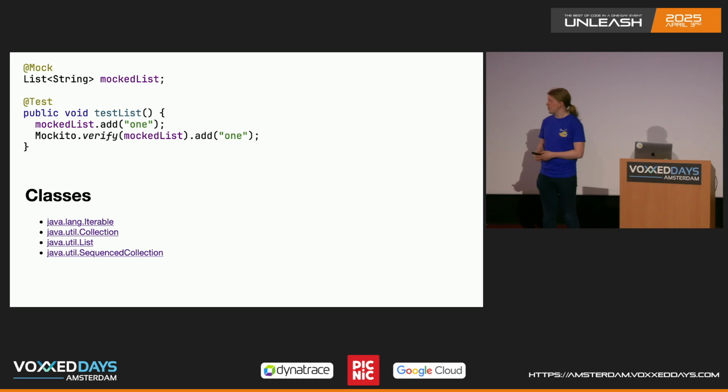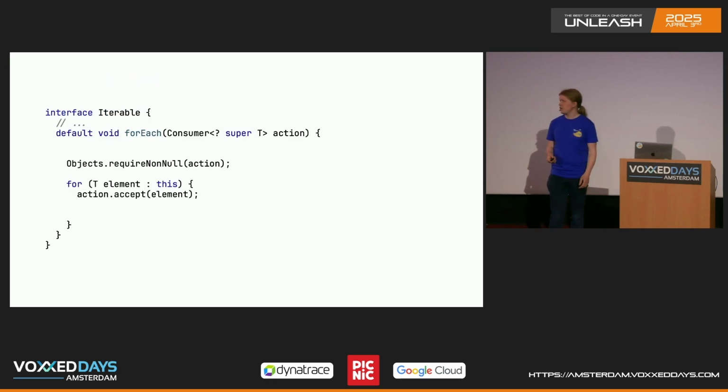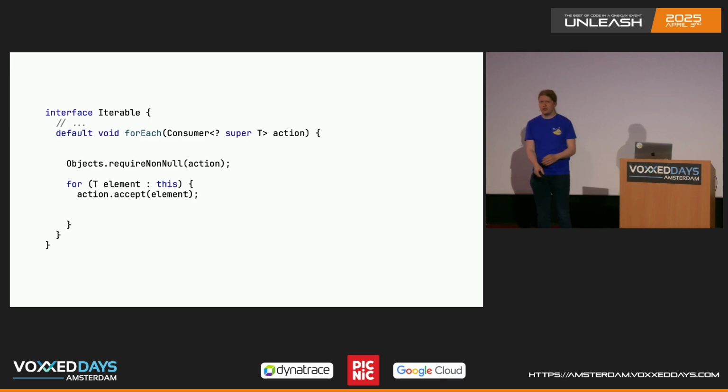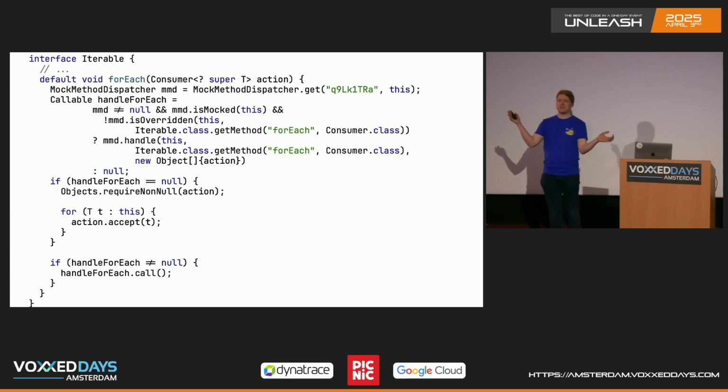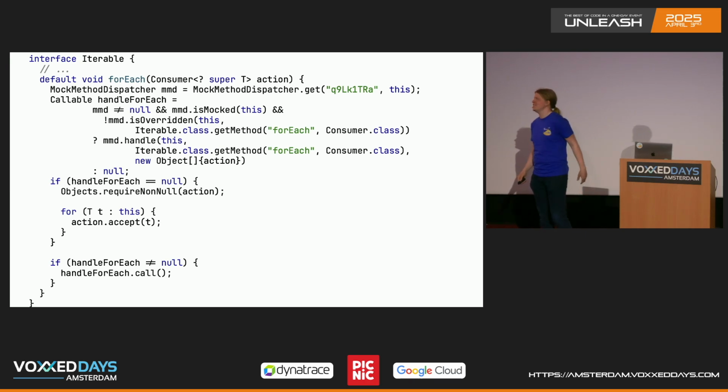So List implements the SequencedCollection interface. So this one is modified, which implements the Collection interface, which implements the Iterable interface. So for example, when we take the forEach method in the Iterable interface, we can take a look at how it's modified. The forEach is pretty simple in what it does. It just iterates over all elements and accepts them. So this is the code that's generated for it. Yay! It's quite a lot, and I understand most of it.